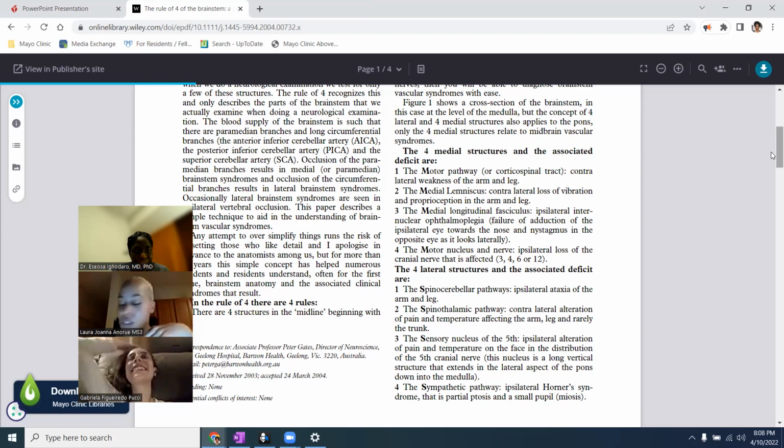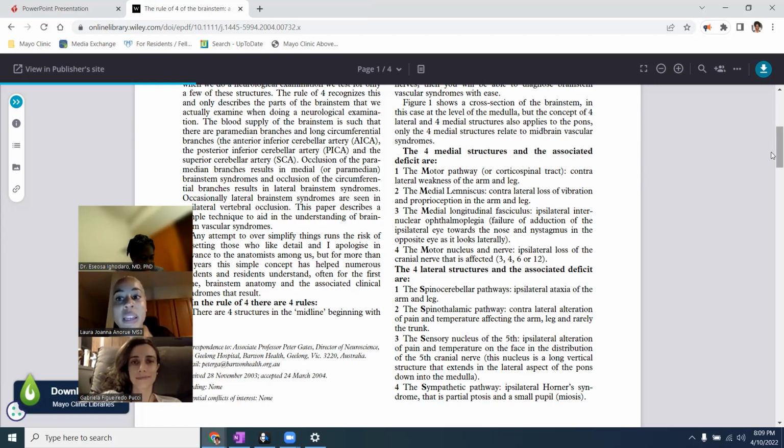Now we're going to go to the medulla. The medulla cranial nerves are 9 through 12. Is 9 divisible into 12? No. Is 10? No. Is 11? No. Is 12? Yes. So our medial nerves are what? 3, 4, 6, and 12. Those are the medial nerves, and everything else is lateral.